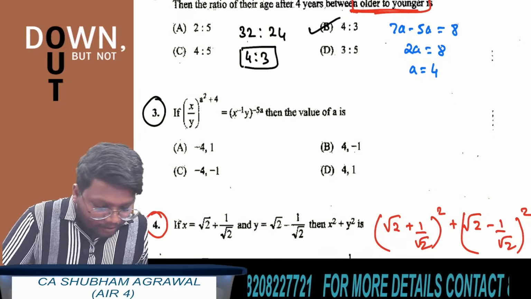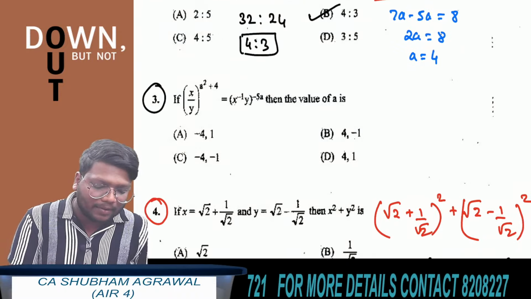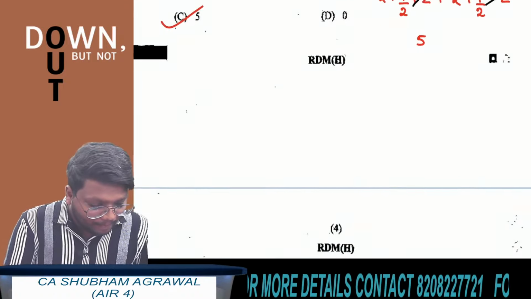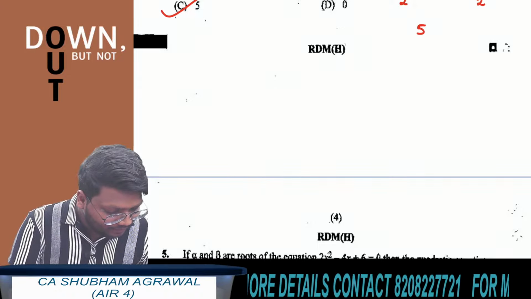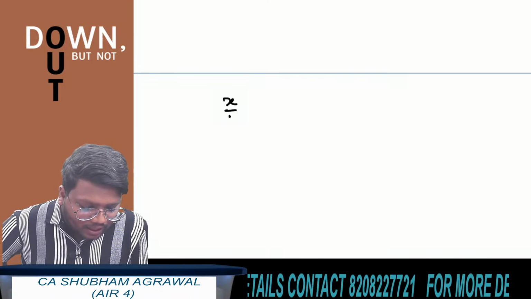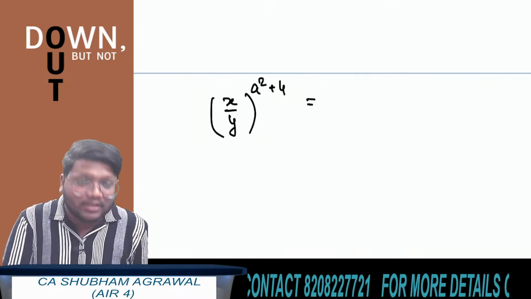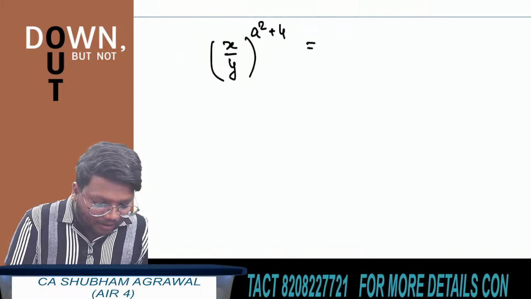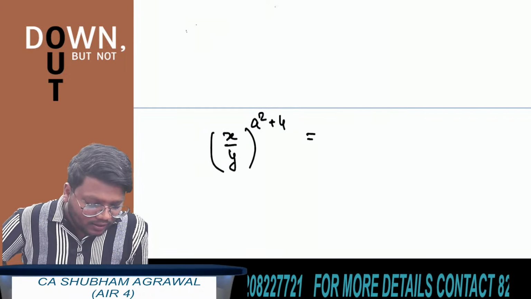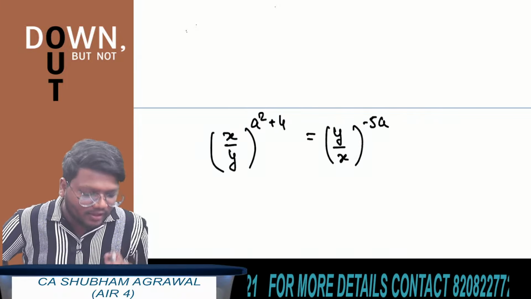Now you can solve this question by using the options also, or if you want you can get the answer by applying the complete process. Here I am solving this by applying the complete process. What they have given? (x upon y) whole to the power a square plus 4 is equal to (x to the power minus 1 multiplied by y). x to the power minus 1, you can write it as 1 by x. You can write it this way: (y upon x) whole to the power minus 5a.